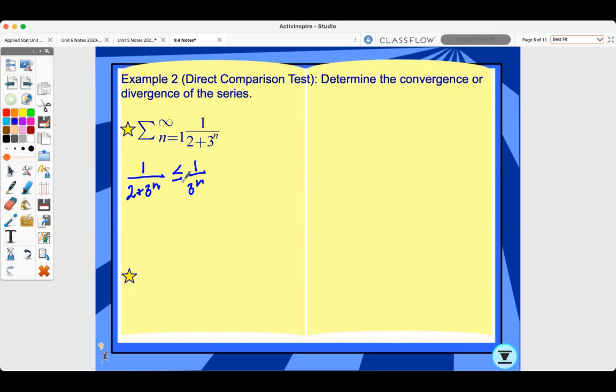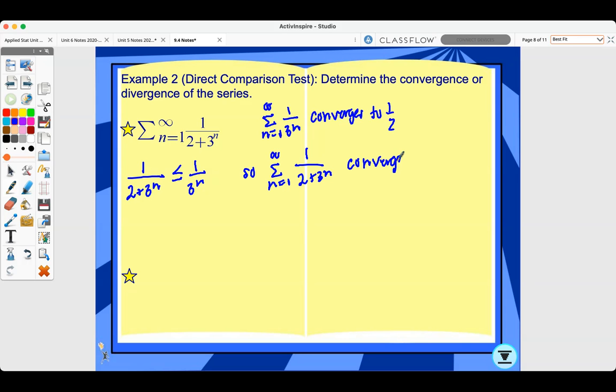Okay, and we know that 1 over 3 to the n is geometric, and we know that the sum of 1 over 3 to the n converges to 1/2 because it's a geometric series, 1 over 3 all to the n. So our series also converges by direct comparison test.